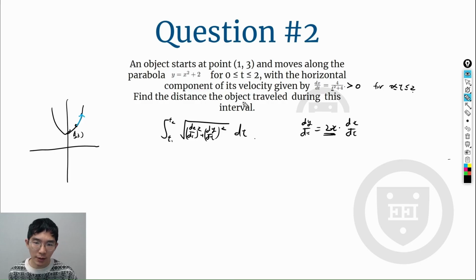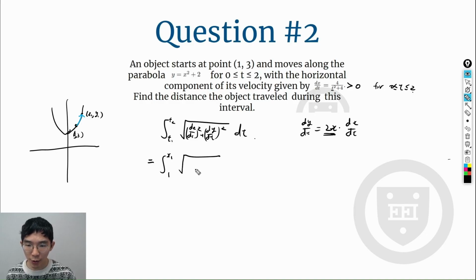However, if we think about the distance the object traveled, there's another way we can express this. Because we know it goes from (1, 3) to some other point, which we will call (x1, y1). What do we know? There's another way in which we can express this distance. As x goes from 1 to x1, the integral of the square root of 1 plus (dy/dx) squared dx. Okay? So all we really need to do is figure out what this x1 is. And what is this x1? x1 is the value of x when t is equal to 2.